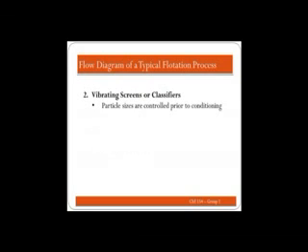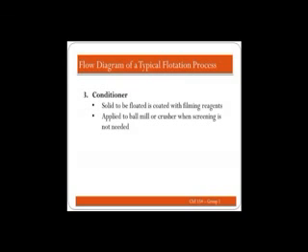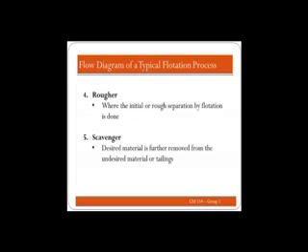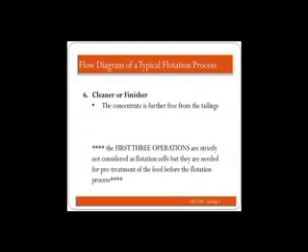Next are vibrating screens or classifiers. Particle sizes are controlled prior to conditioning. The third unit is the conditioner. Solid to be floated is coated with filming reagents for selective separation. Rougher is the first flotation cell where the initial or rough separation is done. Scavenger. It is the unit wherein desired material is further removed from the undesired material or tailings. Cleaner or finisher. This unit further frees the concentrate from the tailings.